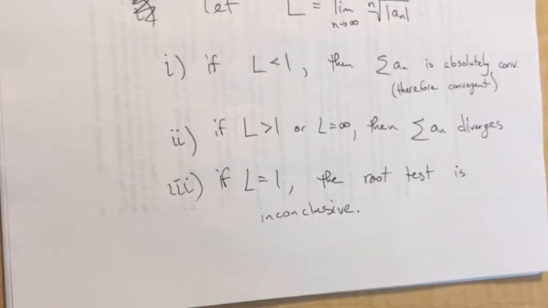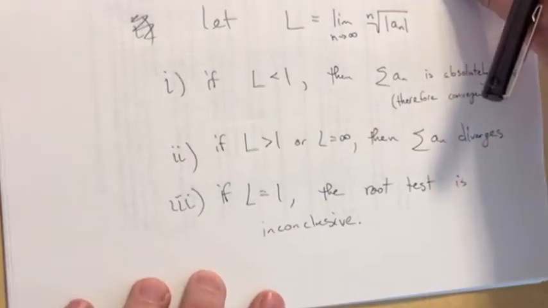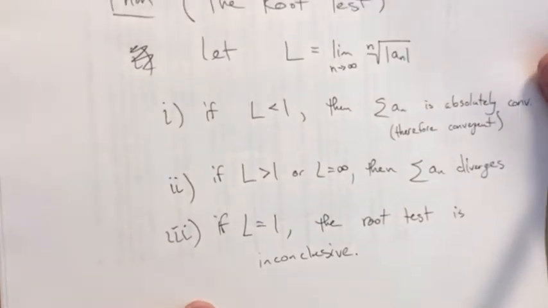The way you do it ends up being very similar to the ratio test, only you're not making fractions, you're taking nth roots of things. And I'm going to try and explain to you a little bit why you should believe this. It also has to do with the geometric series.